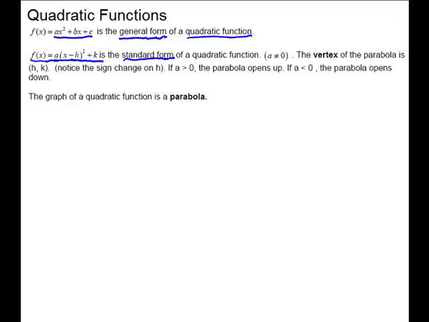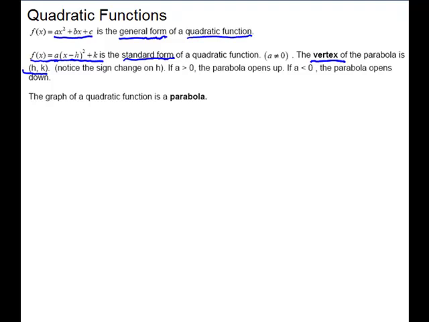Just like with our circles, it was minus h and minus k for the center of the circle, so watch out for that. But your k here is positive, so whatever sign is there. So just be a little careful of that. So we will get the vertex is (h, k).